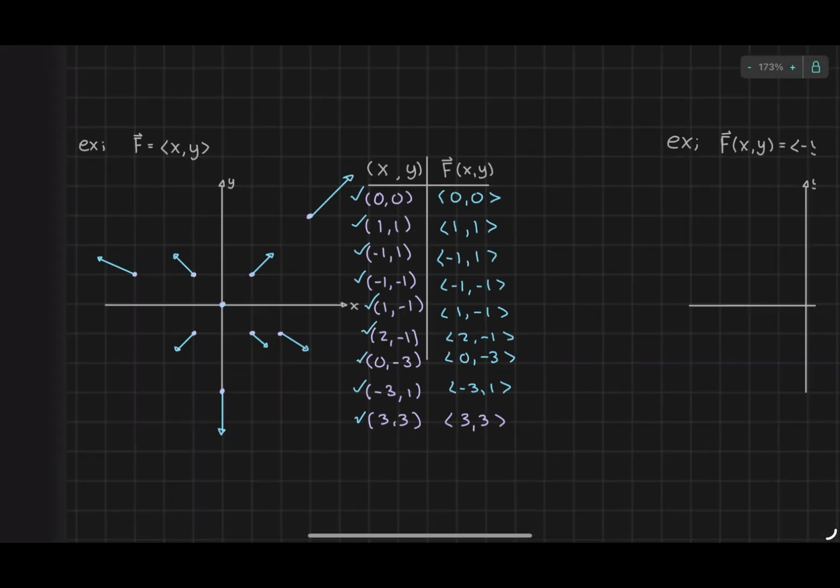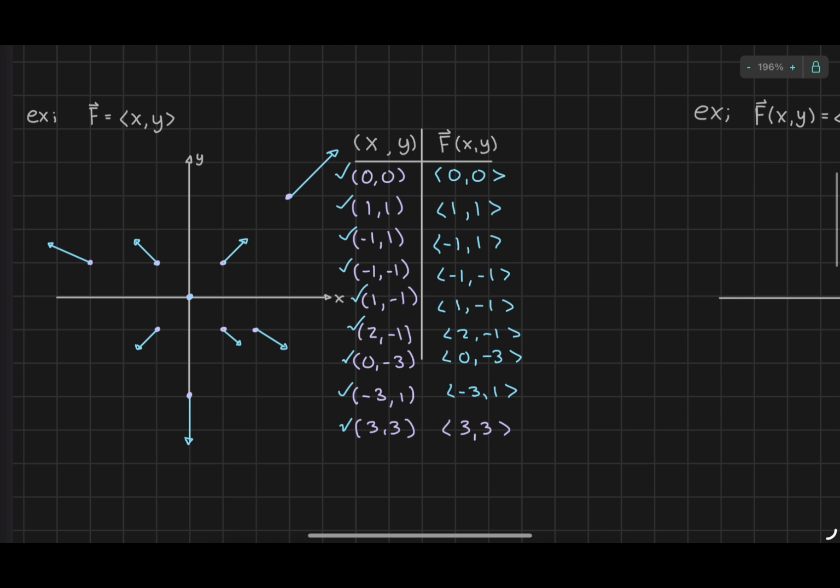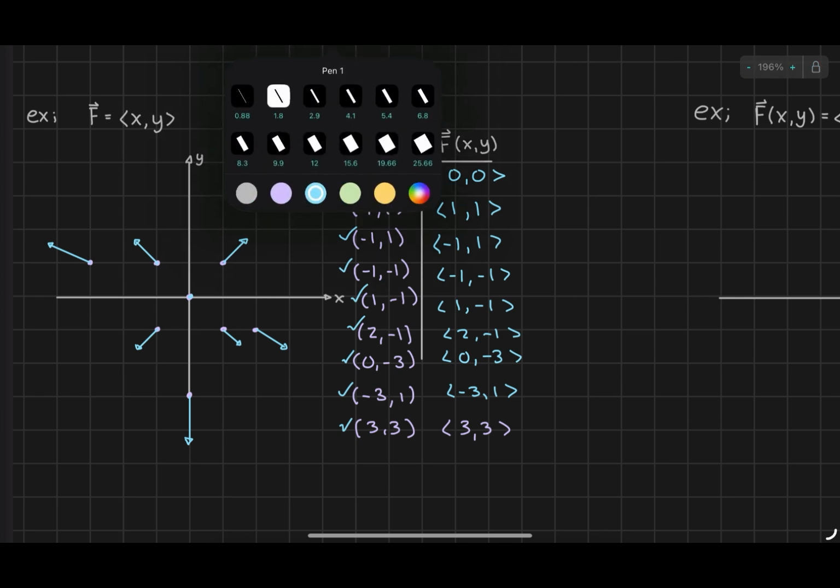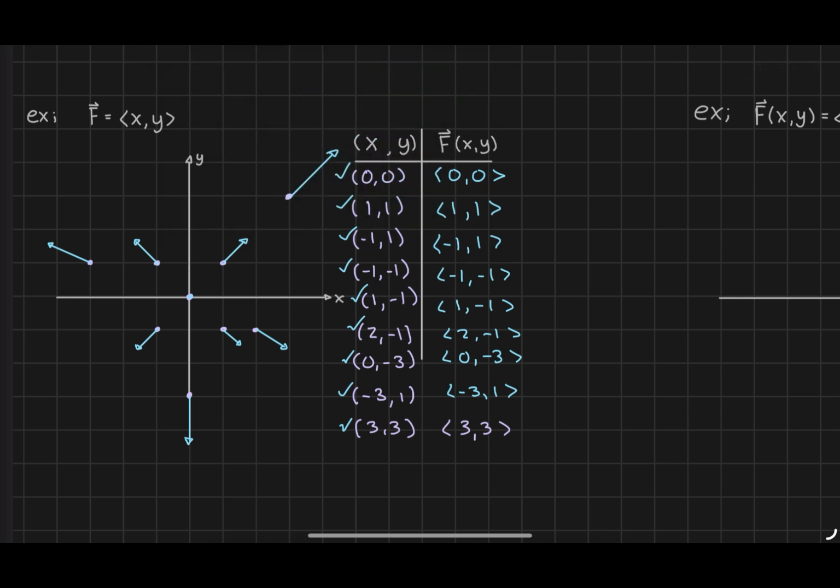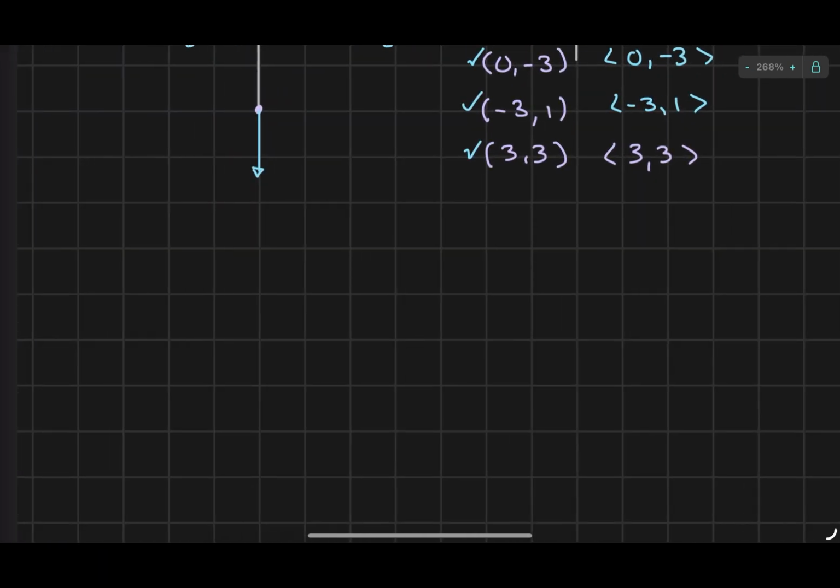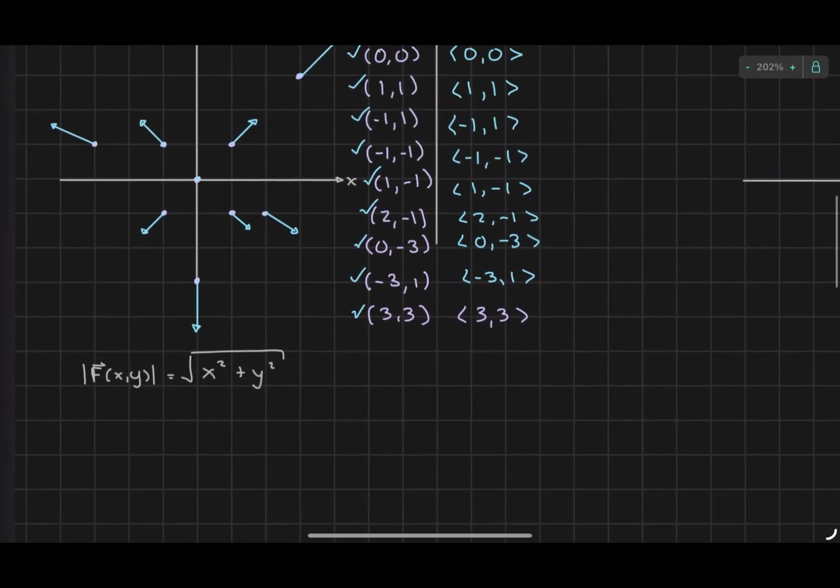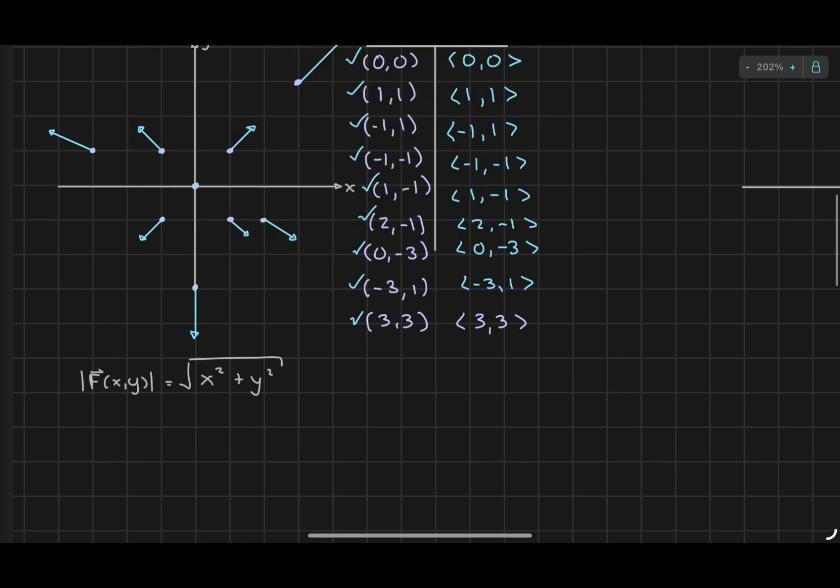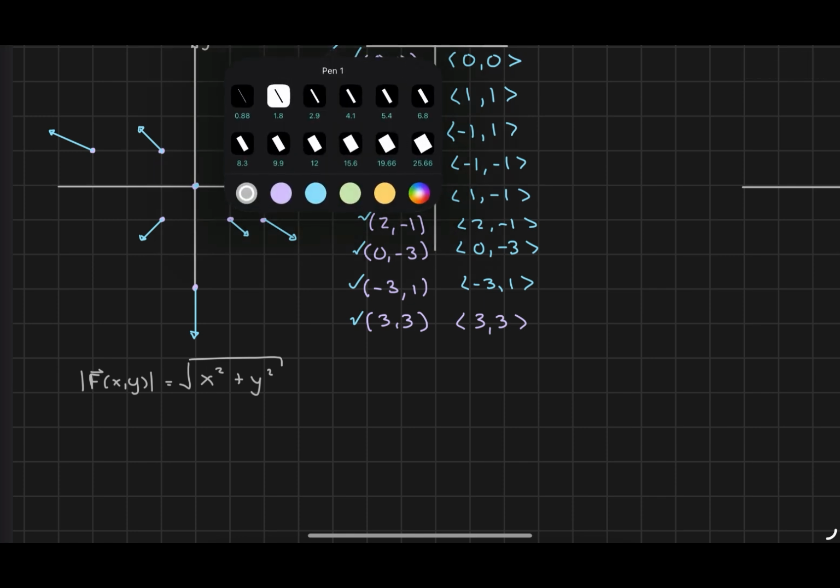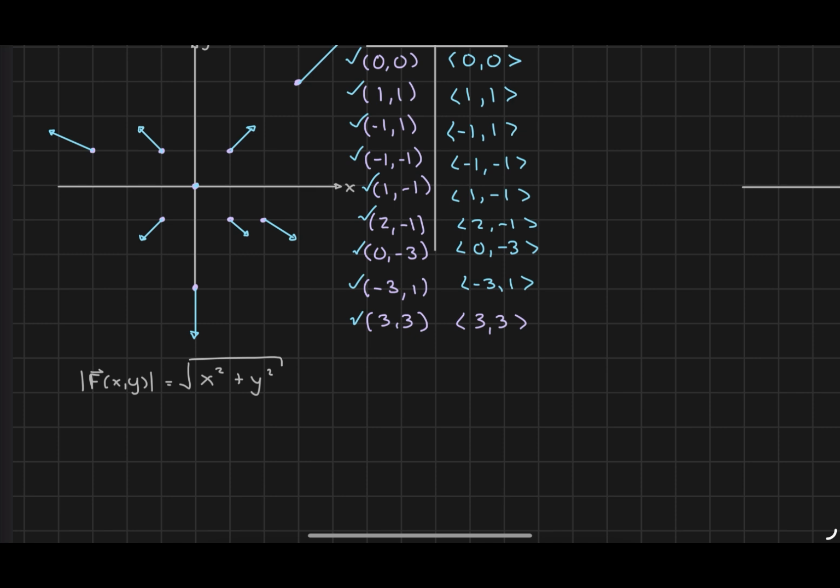Okay. Well, how do we know what the magnitude of these are? How do we know the length? Well, we know that the magnitude of our vector field is going to be the square root of the x value squared plus the y value squared. So what is this saying? Well, this is saying that the closer we are to the origin, the smaller the arrows are going to be. And the further away we are, the larger they're going to be.